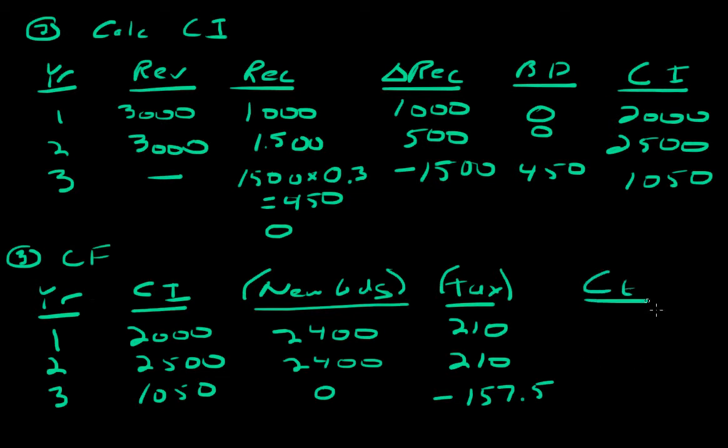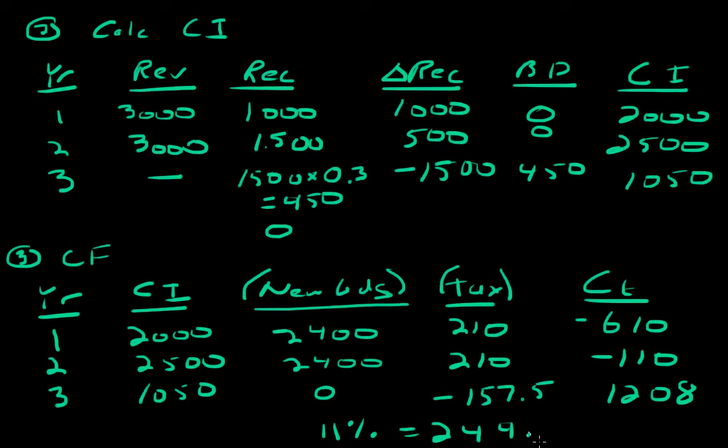And then for our cash flow, we just go across the columns, and we have negative 610, negative 110, and then 1208. We take the NPV using 11%, and we should get an NPV of 244.1. And that is problem 2.6.